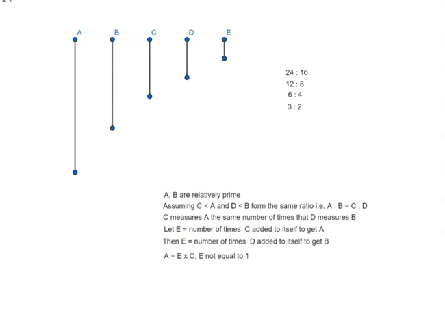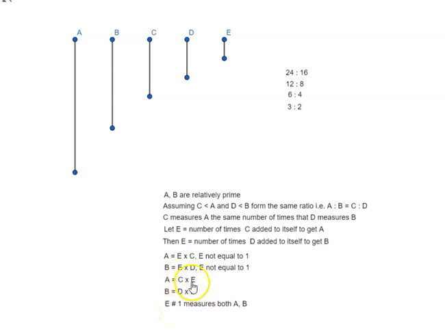Okay, what these two statements mean is that A is equal to E times C, where E is not equal to 1. Similarly, B is equal to E times D, where again E is not equal to 1. Since multiplication is commutative, we can write A is equal to C times E, and B is equal to D times E. So, which means E measures both A and B. And at the same time, E is not equal to 1.